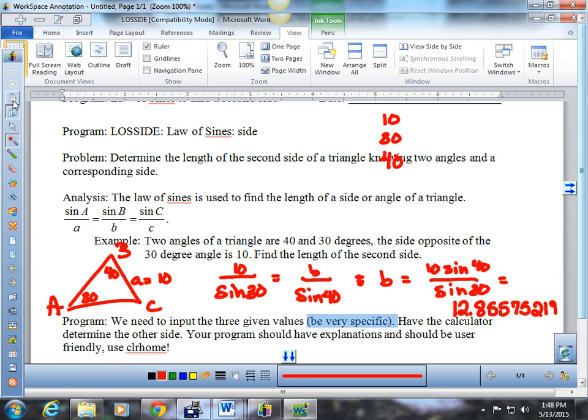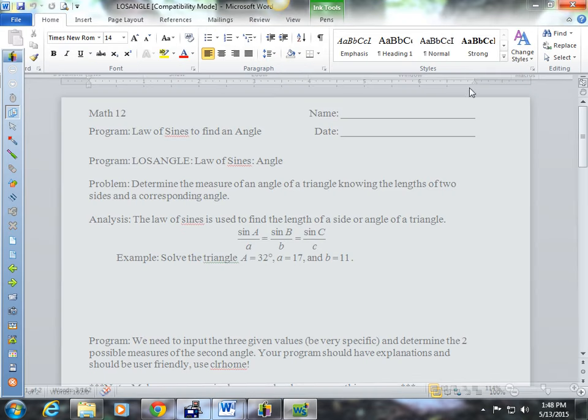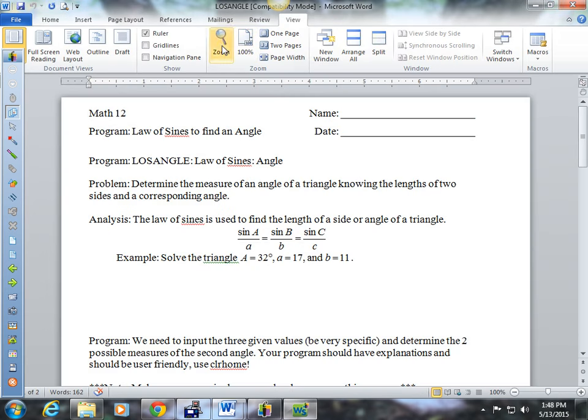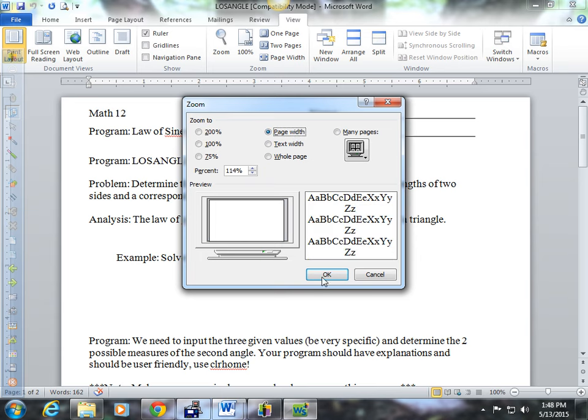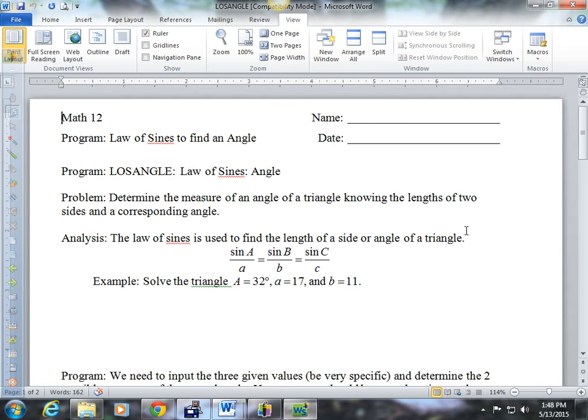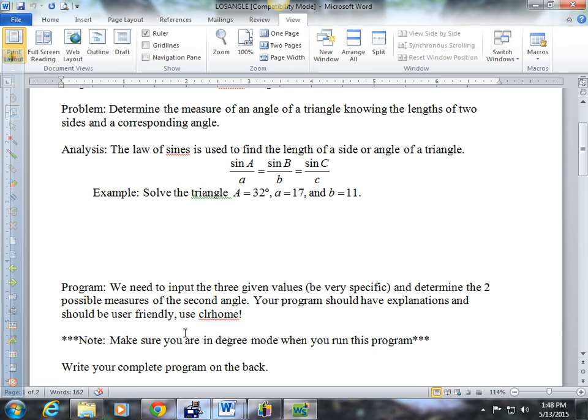All right, let's go ahead and go to lost angle. So obviously this is the law of sines to find an angle, which brings about what? The ambiguous case. Okay, so we need to input the 3 given values, again being very specific, and determine the 2 possible measures of that second angle. Okay, so you're going to get your angle, and then how do you get the other angle? 180 minus. 180 minus the first angle will give you that other one.